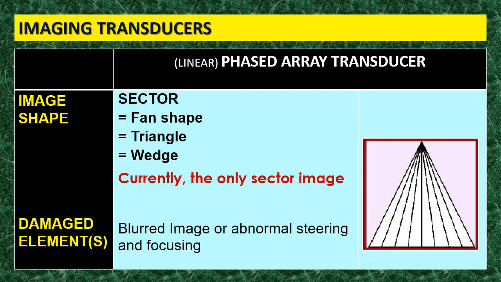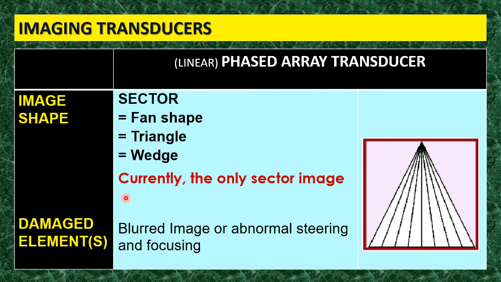And when they are steered from side to side, it will bring me a sector image, sometimes called the fan shape or triangular or wedge shape. All right, so this is the image shape. We need to know something here. It's important to mention that the only transducer nowadays that brings me a sector image is the phase array. Why do I need to know that?